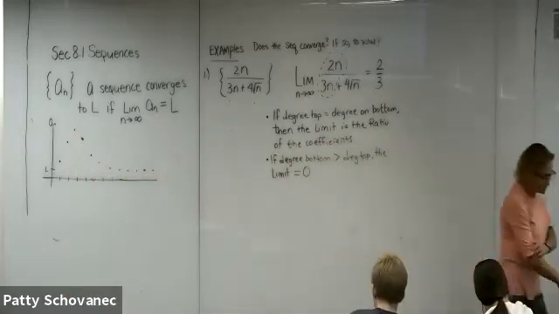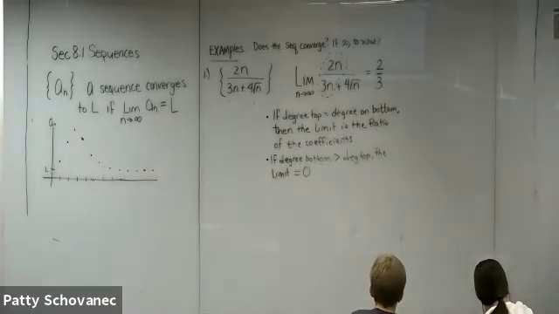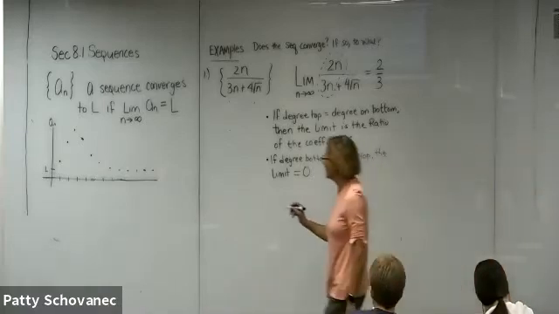All right, so that's if they look like polynomial type things. They don't all look like polynomial type things. What if we have something like this?